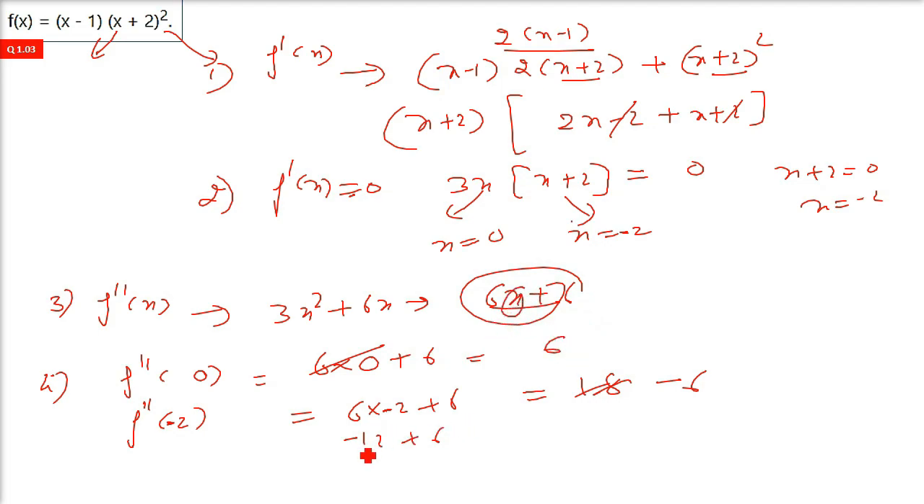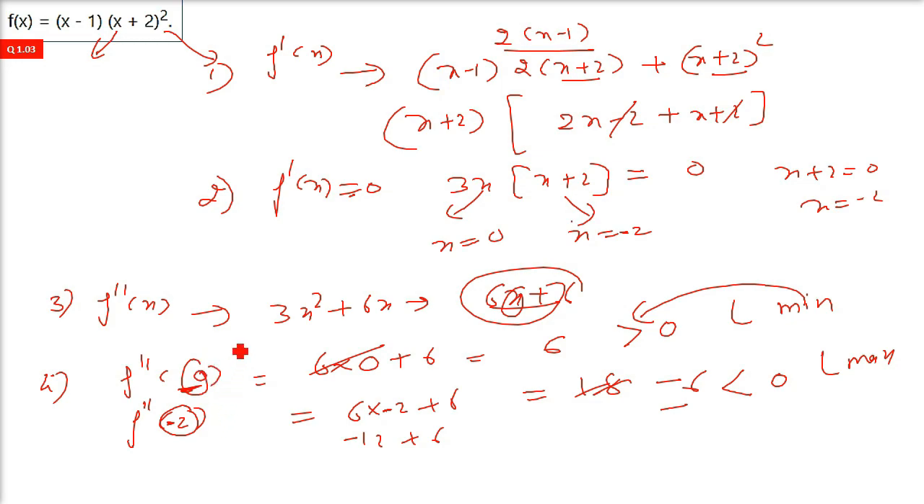When we place 0, we got 6. When we place negative 2, we got negative 6. So positive, greater than 0, means local minima. Negative, less than 0, means local maxima. Local minima, local maxima you got. Now we need to find out the value of the function at these critical points, which are 0 and negative 2. So place this value 0 in f dash x. No, sorry, f(x), the original equation.